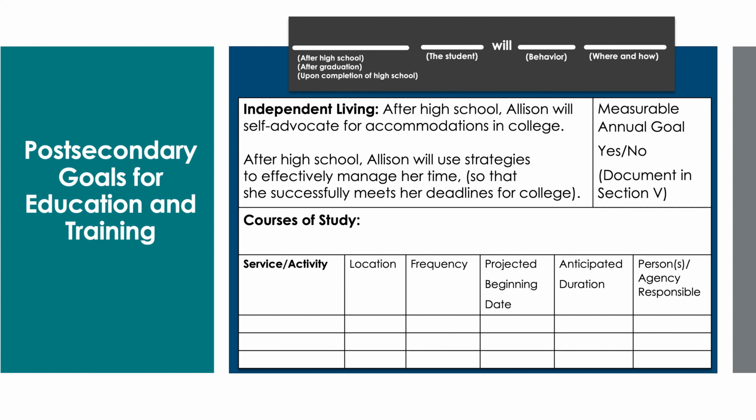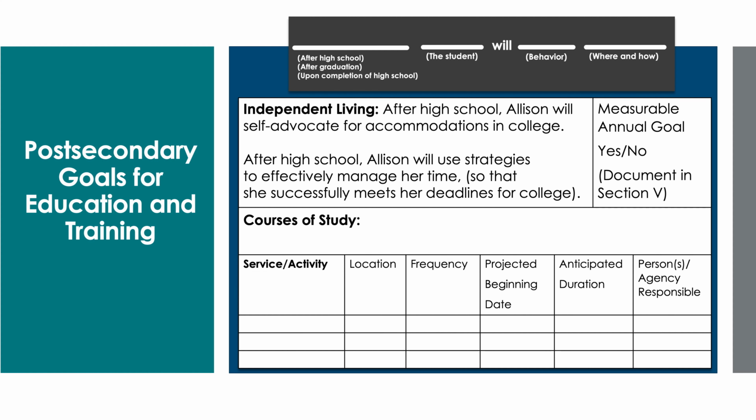Some non-examples, some not so great examples would be that Joey needs adult assistance to travel in the community, Guy needs to develop self-advocacy skills, or Rayvon needs to learn to use public transportation. These three goals that I just mentioned here are not great examples because they're missing the where and how components of the behaviors we want the student to be able to do.